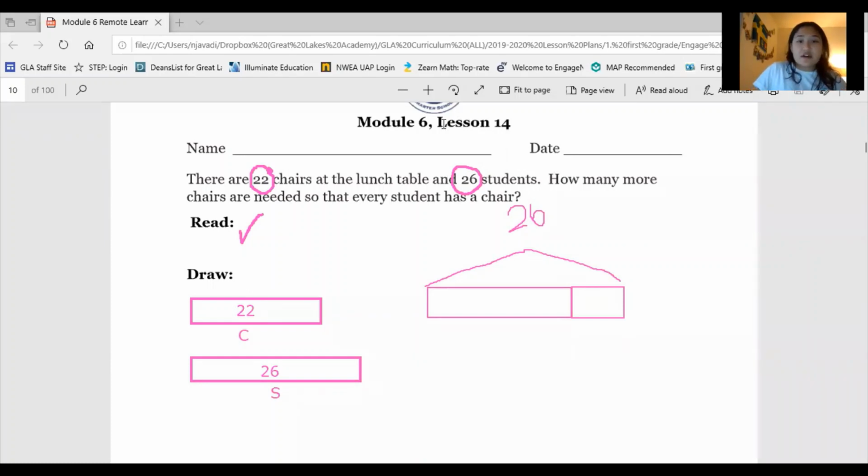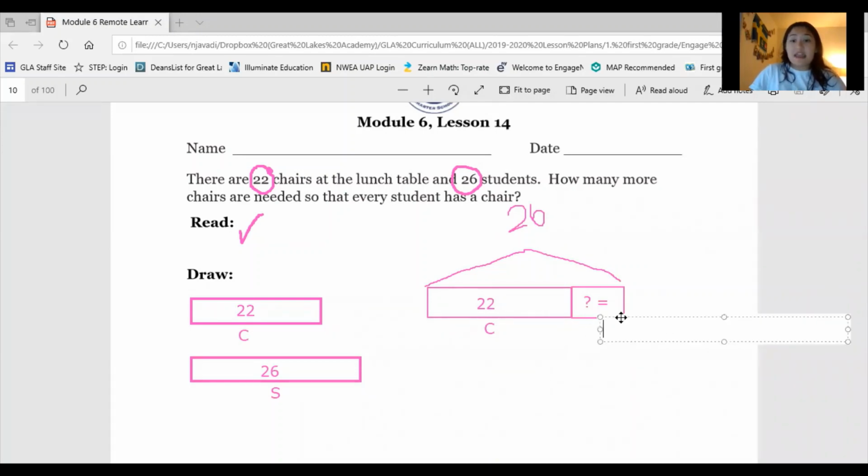Since we have both on this page, I can't forget to label this one 22 with a C, and this part is unknown. We don't know how many more we would need so that every student has a chair. This is going to be unknown. Or we can actually label it more, for more seats that we need.